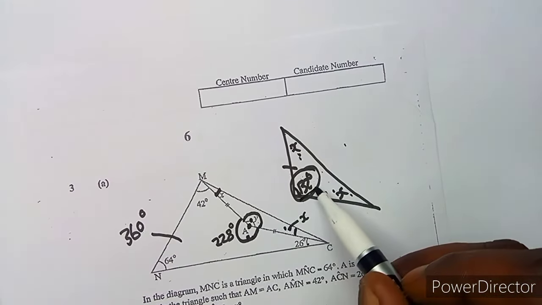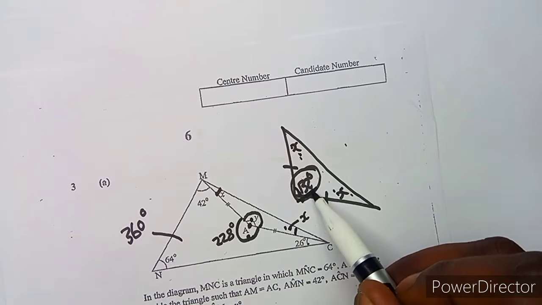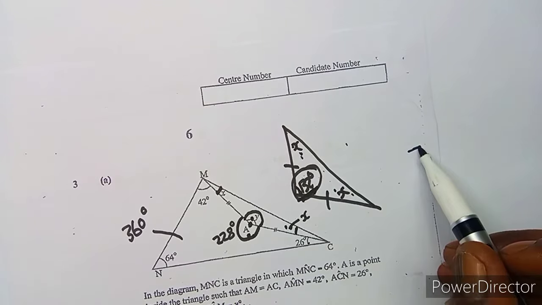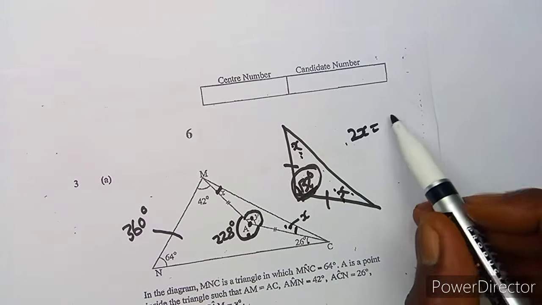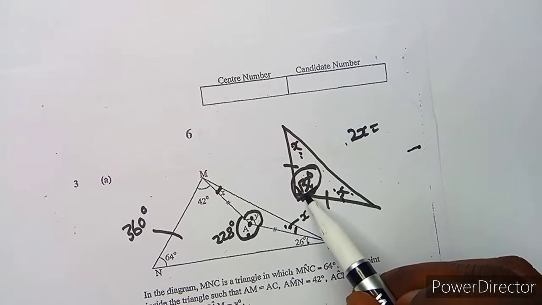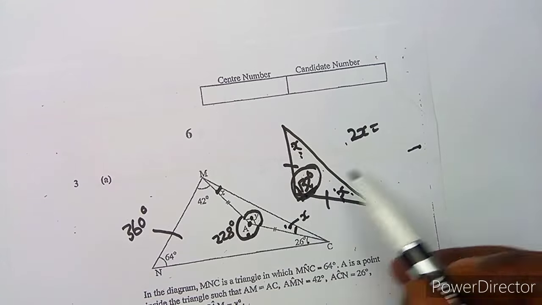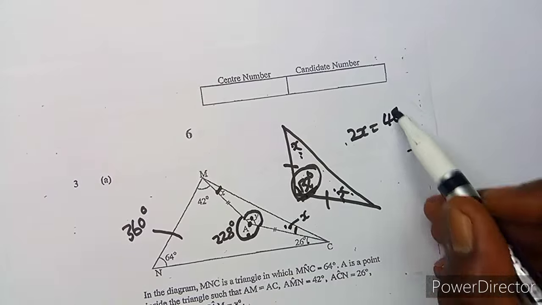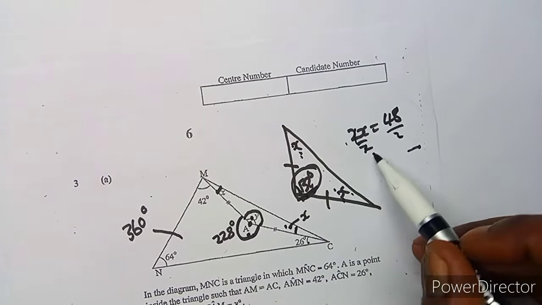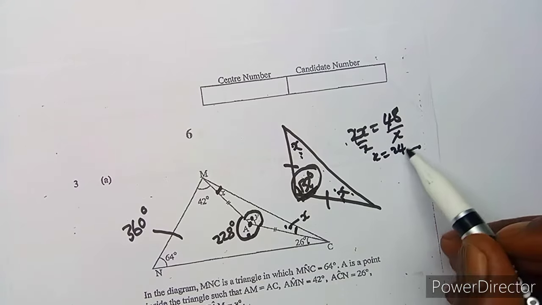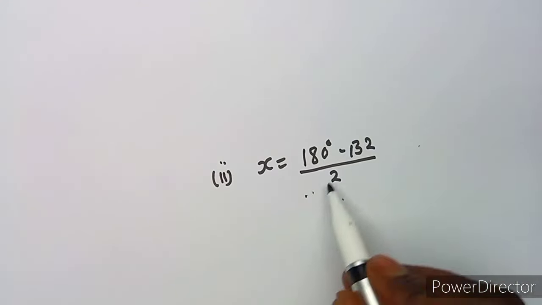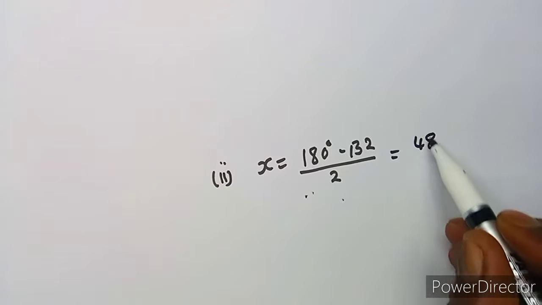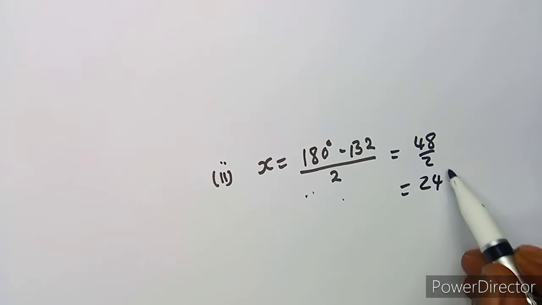Or you can just find your 180 minus 132 separately, then you add x and x, which is 2x, and equate it to that value. If you subtract 180 minus 132, it is going to give us 48. Then you divide by 2, so x is going to be 24 degrees. Like I said, you can just use this equation, which is 48 over 2, which is 24 degrees.